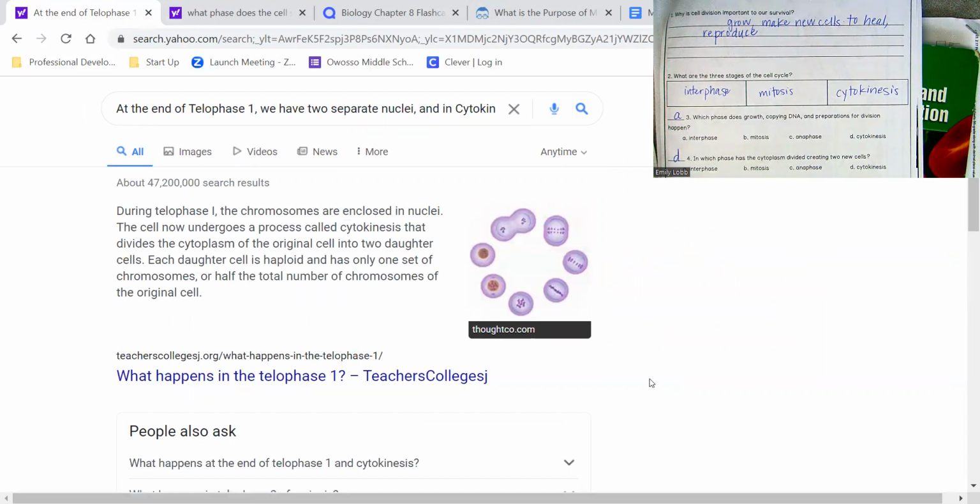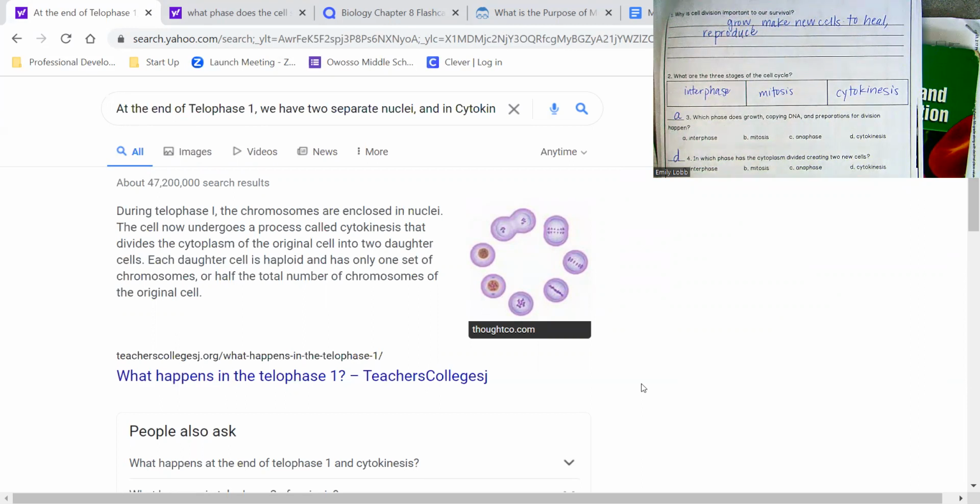During telophase 1, the chromosomes are enclosed in nuclei. The cell now undergoes a process called cytokinesis that divides the cytoplasm of the original cell into two daughter cells. Each daughter cell is haploid and has only one set of chromosomes, or half the total number of chromosomes of the original cell.